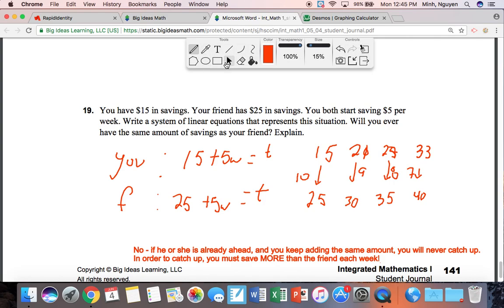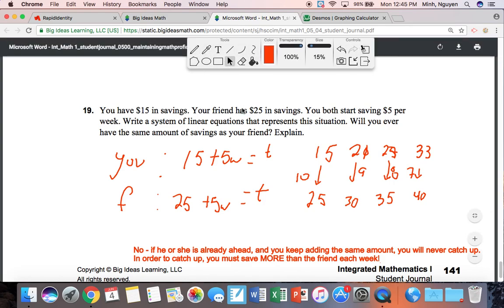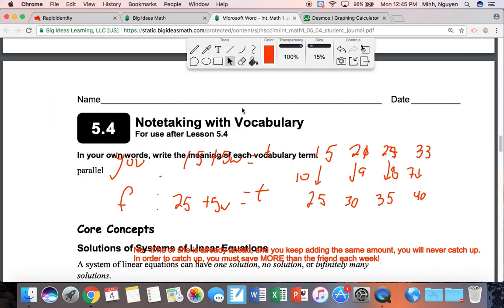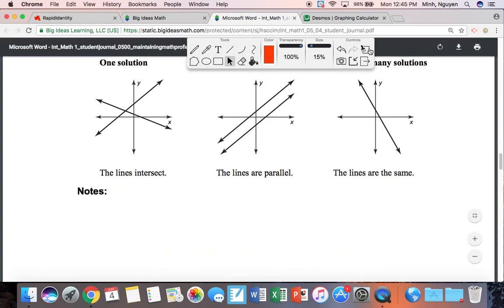All right, guys, that's the lesson on solving special systems. You have one solution in the previous sections. You have no solutions. You have infinitely many solutions. If you have any questions, ask your teacher or let me know.